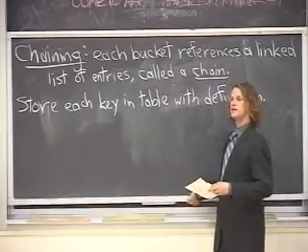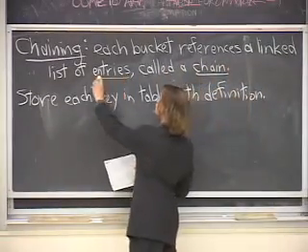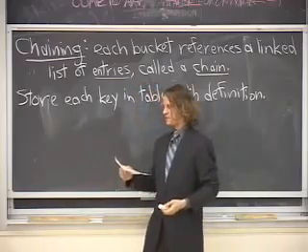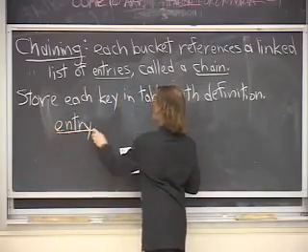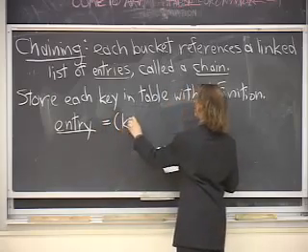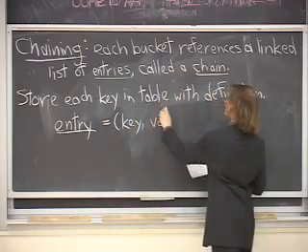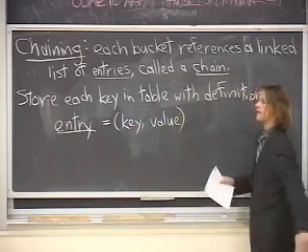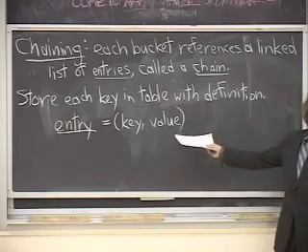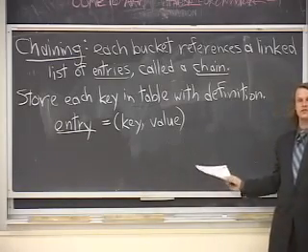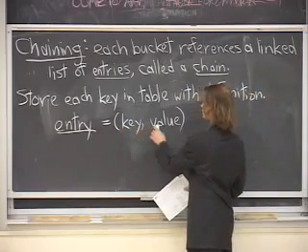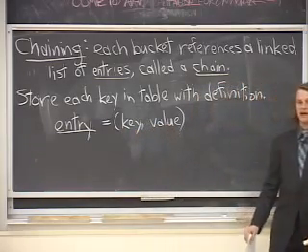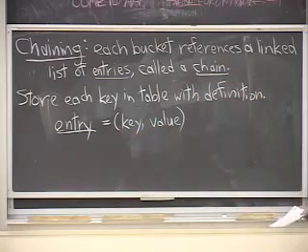Now I'm going to have a chain of entries, and each entry is defined to be an ordered pair consisting of a key and some value that's associated with that key. And this will be our general terms that we use for dictionaries and hash tables. In this particular case, the key is an English word, and the value is the definition of that word.